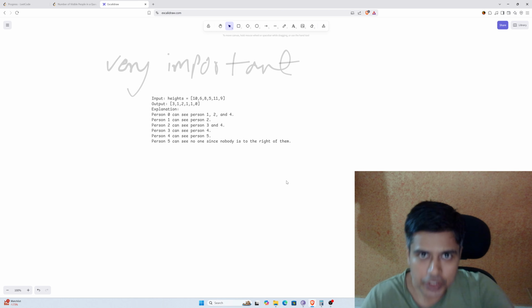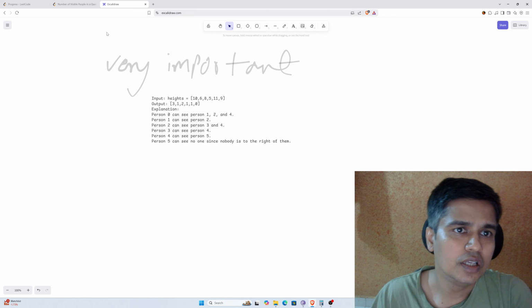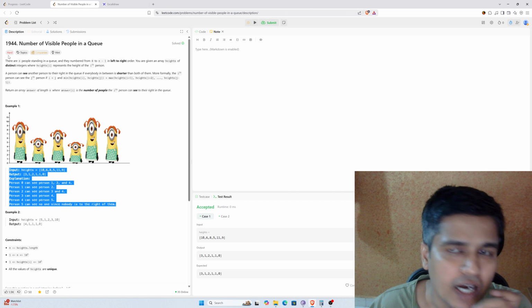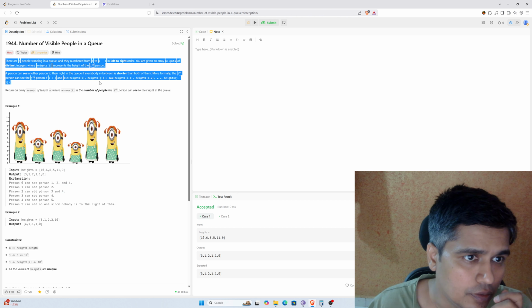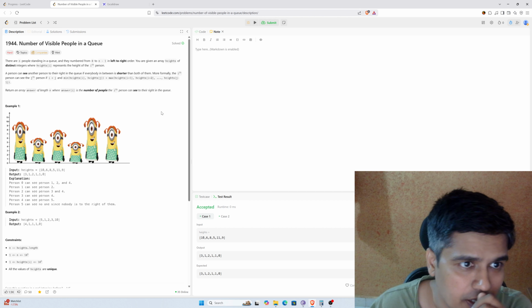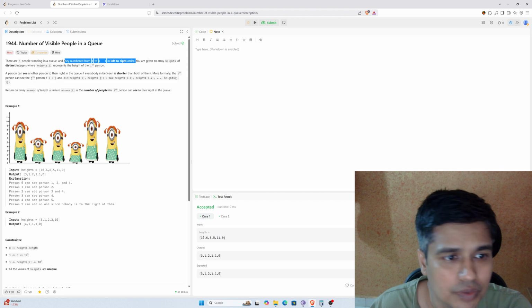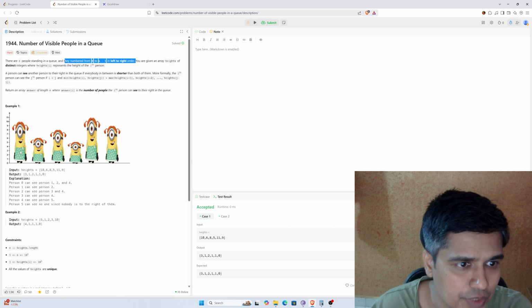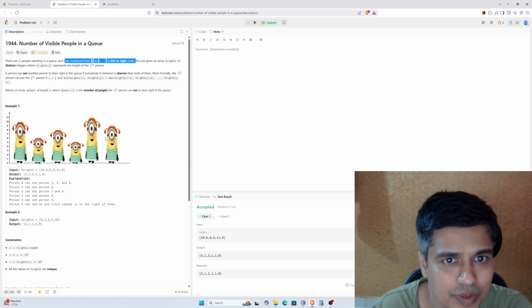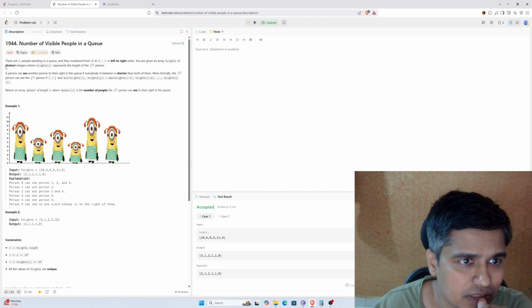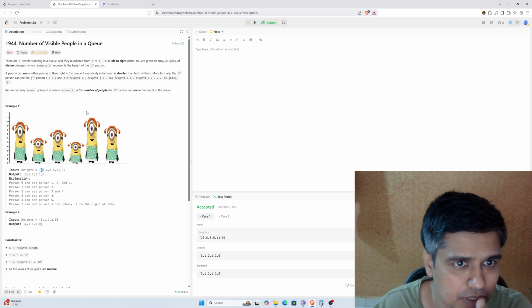Everybody, today we're going to see this problem, number of visible people in queue. This is under the hard category. The problem states there are n people standing in the queue, numbered from 0 to n minus 1 from left to right. You're given an array heights of distinct integers, where heights[i] represents the height of the ith person. So 10 is the height of the 0th person.